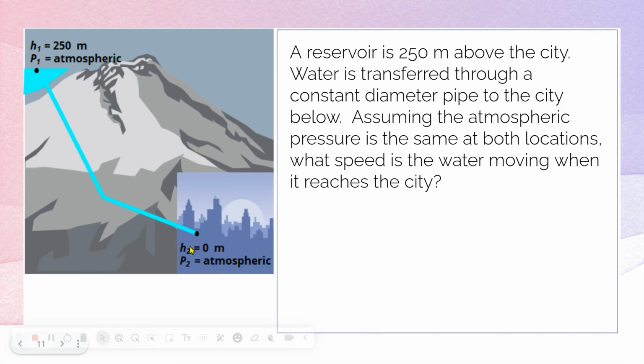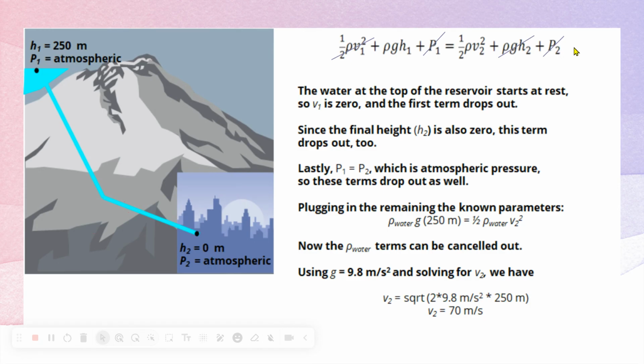At the bottom, we're going to call it ground level. So we're going to call it 0 meters above the city because it's the city. But now it's going to be moving. It's going to be flowing out of the pipe. So at the beginning, we're going to say that it has atmospheric pressure, because that's what's up here. Atmosphere is pushing down on this water that is open to the air. So P1, at the top of this reservoir, is going to be atmospheric. It is not moving, and it has a height.